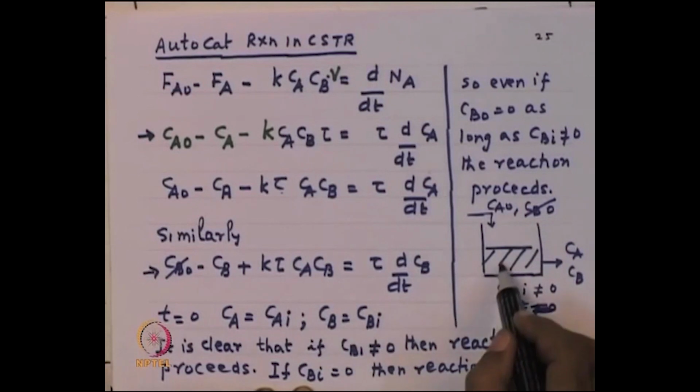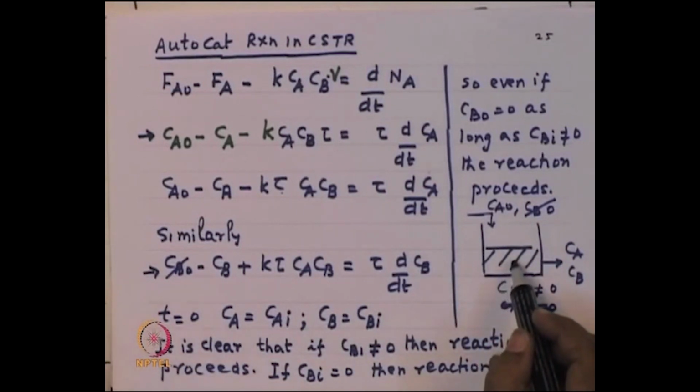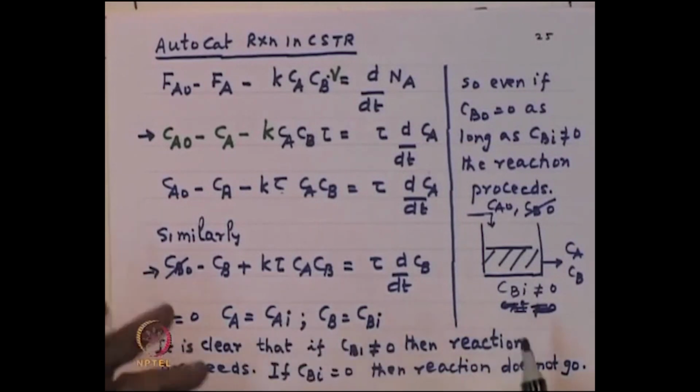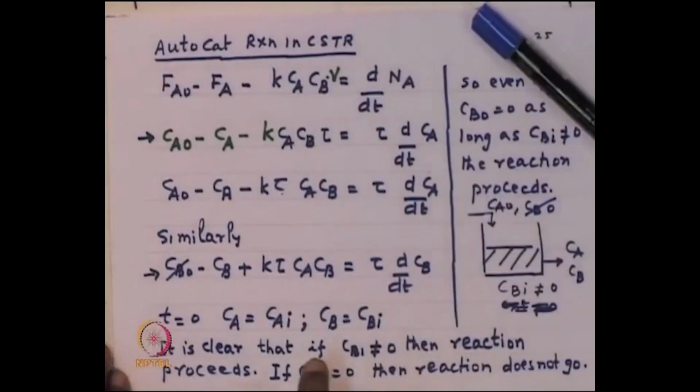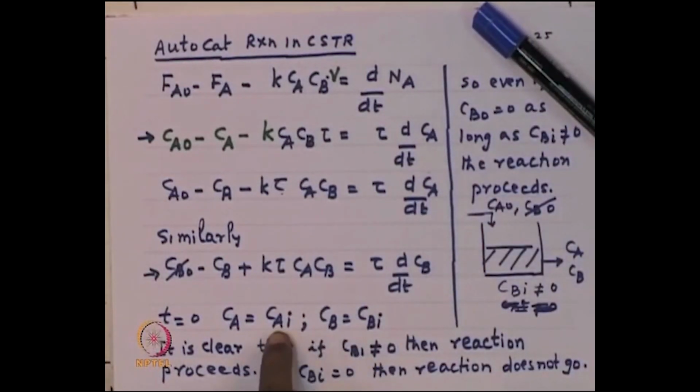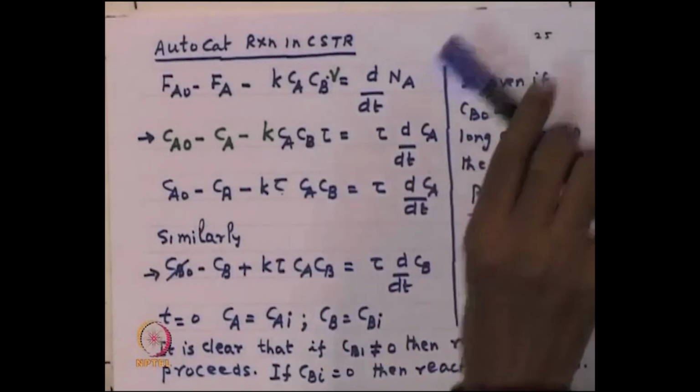But when we started this reactor some time back in the past, there was Cbi, there was Cai, we do not know what it was. Let us see what might have happened during the startup. Let us say case 1, Cai is 0, and Cbi is not 0.